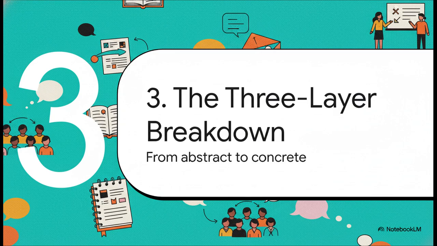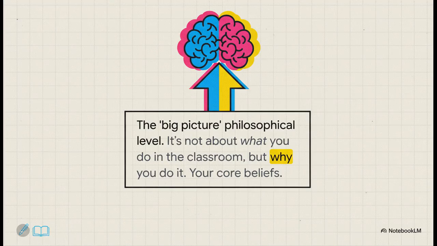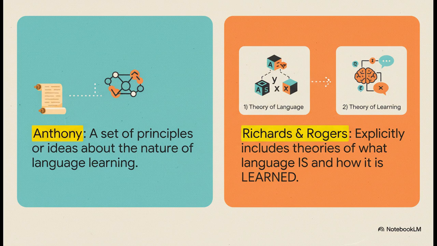All right, at the very top of the pyramid, we have the approach. This is the big picture stuff. It's your philosophy. It's not about what you do in class, but why you do it. This is all about your core beliefs about teaching and learning. Now, Anthony just called it a set of principles or ideas, but Richards and Rogers got a lot more specific. They split it into two things: your theory of what language is, is it a set of grammar rules? Is it a tool for communication? And your theory of how language is learned. It really forces you to get clear on your own beliefs.